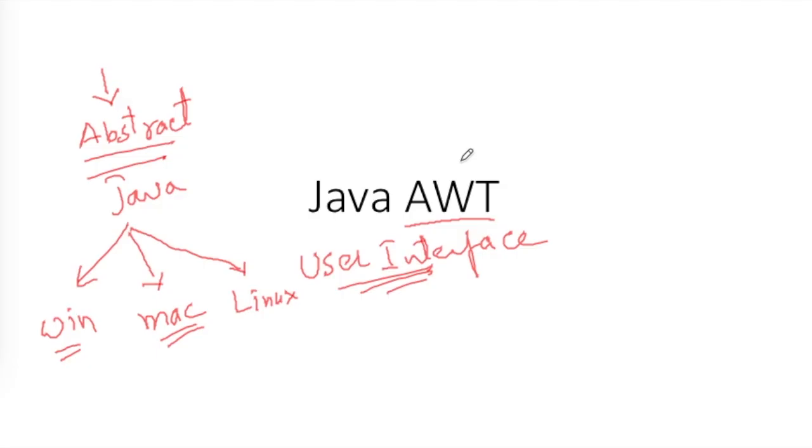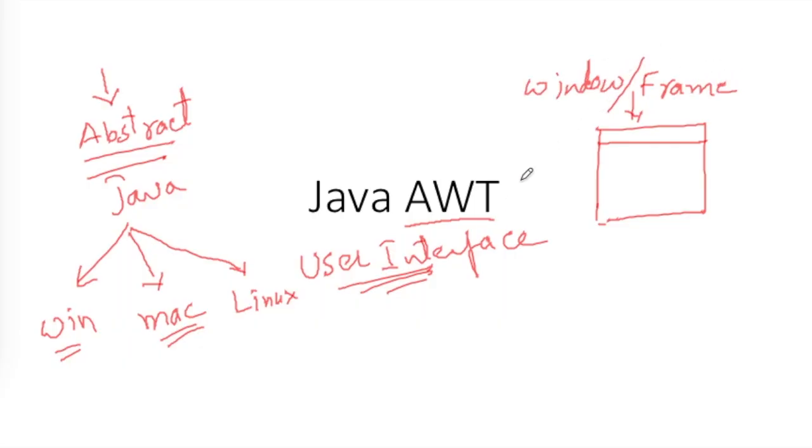So, Abstract Window Toolkit. This window doesn't mean the Windows operating system, but the user interface will have containers like frames or windows. We call them a window. We find windows on Linux also, Mac also, and the Windows operating system also. So that's how the name comes, Abstract Window Toolkit.